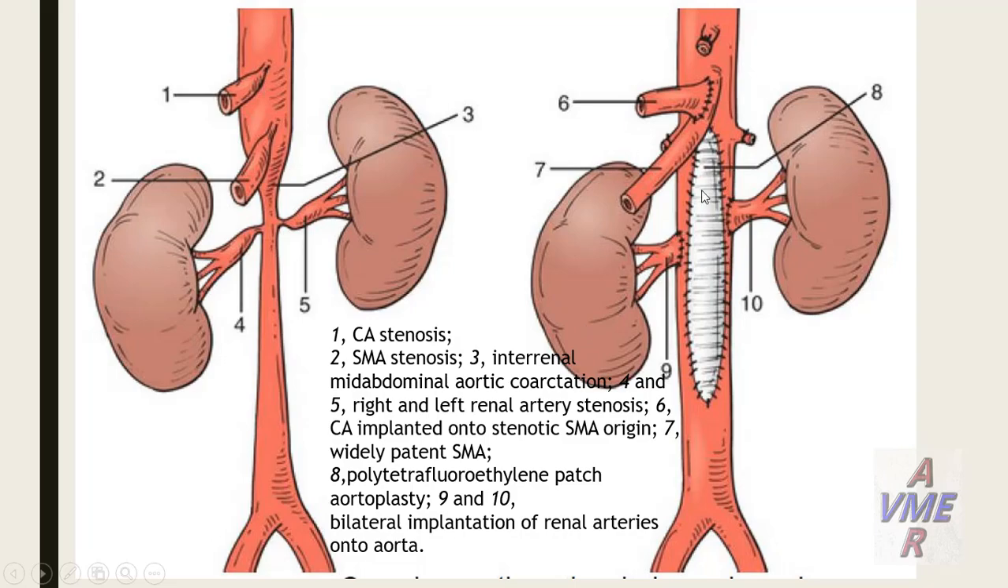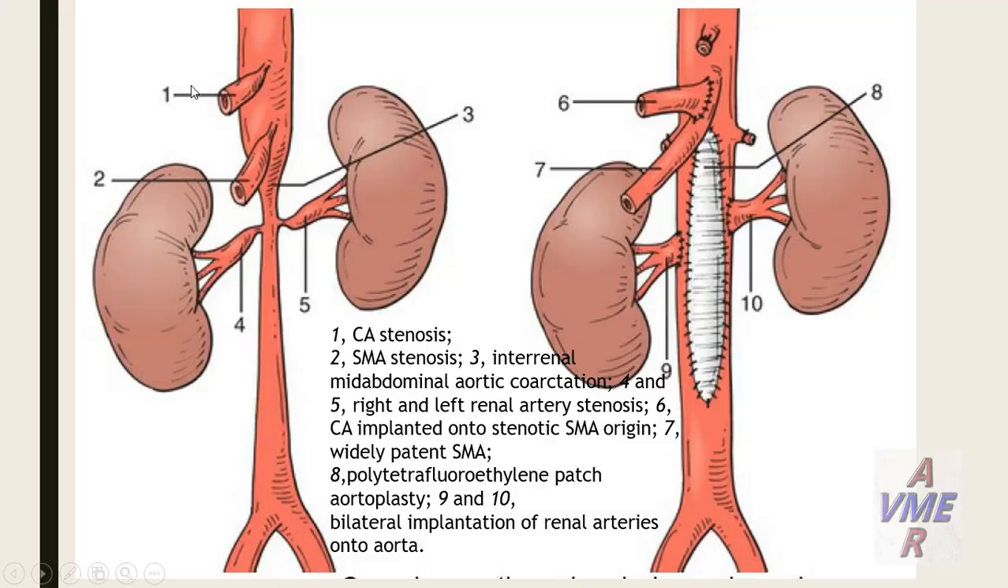Okay, the patient underwent aortoplasty, aortic patch, and we have here an incision at the ostium of the superior mesenteric artery and a dilatation, and implantation of the celiac trunk over the ostium of the superior mesenteric artery. We have re-implantation of the bottom renal artery inside the aorta.